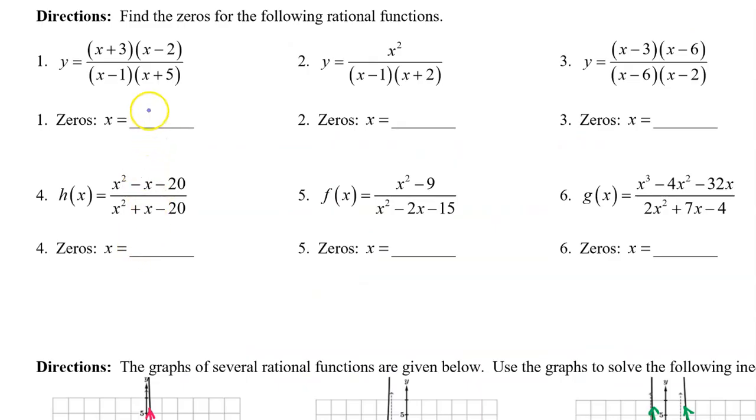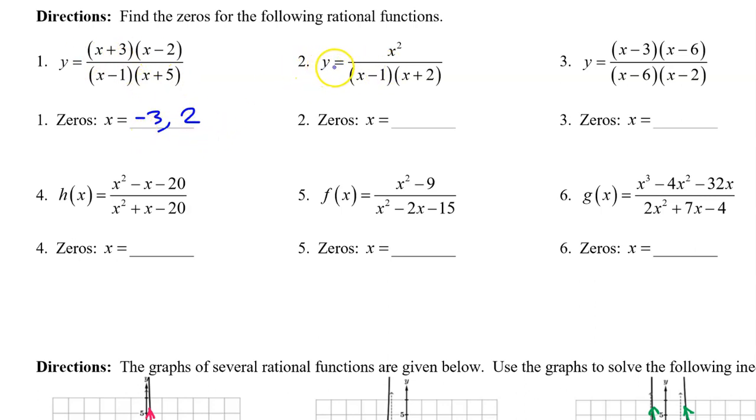Before we get into solving rational inequalities, we need to practice finding the zeros of a rational function. That's where the numerator is equal to 0, unless the factor cancels out with something in the denominator. So for problem number 1, we look at the numerator, and we can see that the zeros will be x equals -3 from the first factor, and x equals +2 from the second factor, unless one of these factors cancels out with something in the denominator. Nothing cancels out, so these are the zeros.